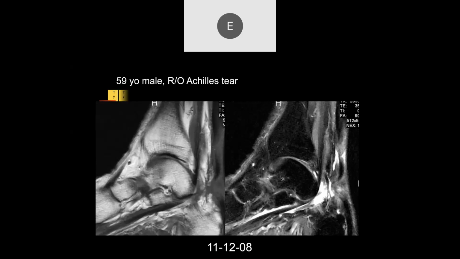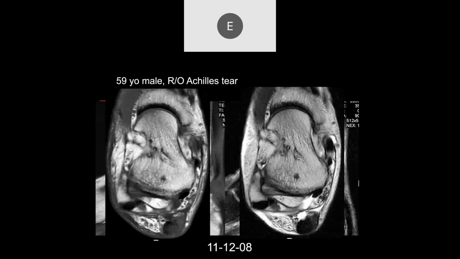Okay, so here, 59-year-old male, rule out Achilles tear. I think we may be more medial, maybe, but I think there's irregularity in that Achilles tendon. Okay. I'm not seeing it. Maybe there's a tear, just, yeah, proximal to the axial image insertion, through there.